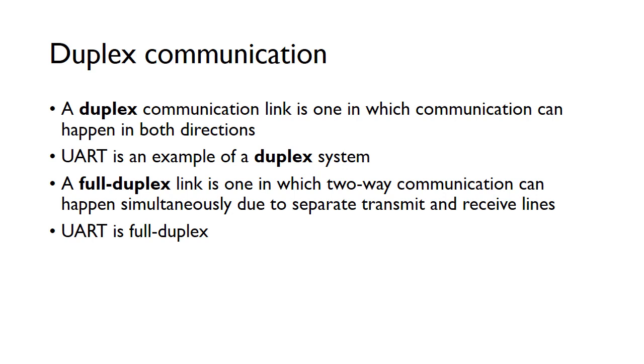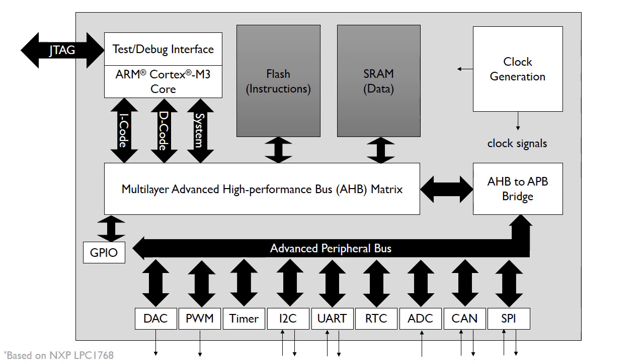It's got a separate transmit and receive line. Some communication protocols share a transmission line, so they need to take it in turns to transmit and receive. But when you've got a separate transmit and receive line, they both can happen concurrently, and that's what we call full duplex. So we'll look at this LPC 1768 block diagram.